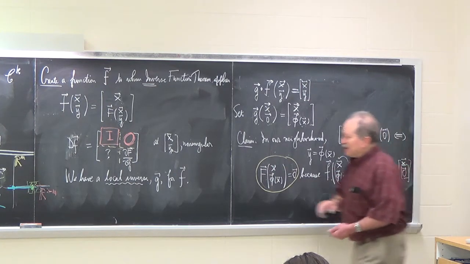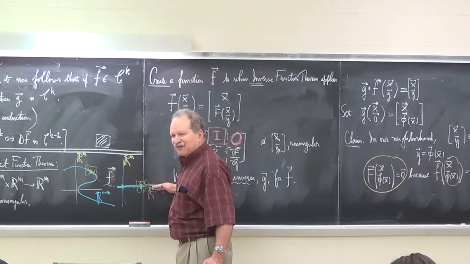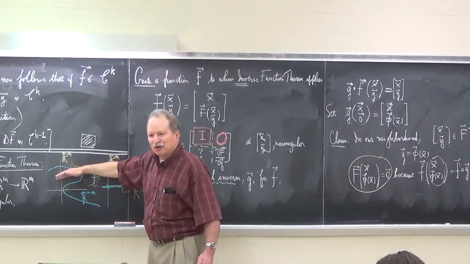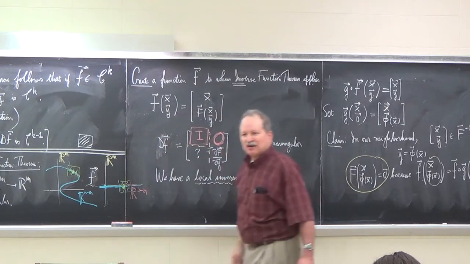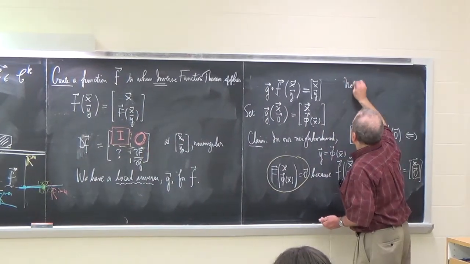So basically, all we're saying is this blue stuff mapped to the horizontal stuff. The inverse maps the horizontal back to the blue, and that gives you the blue as a graph. Why is phi C1? I'm still fitting it on the board.